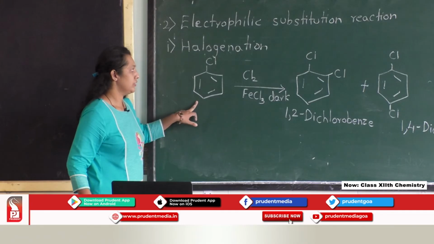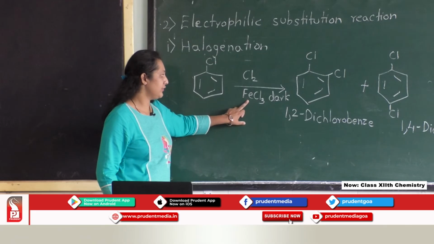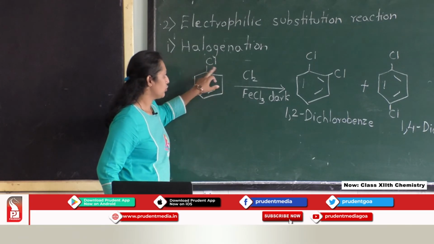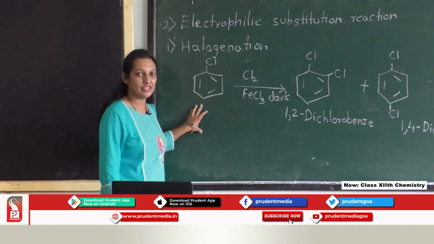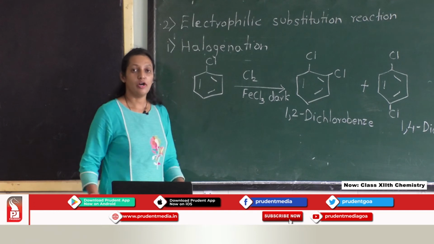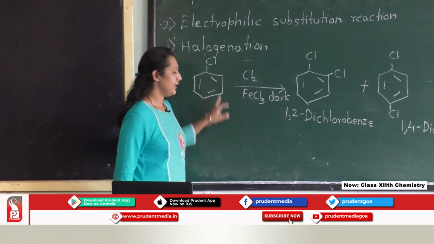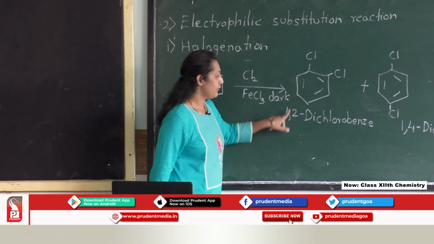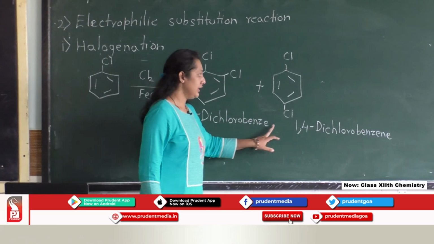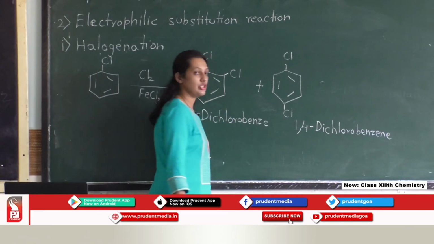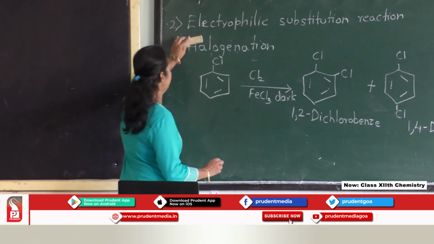In halogenation, we use FeCl3 as a Lewis acid and that will act as a catalyst. So, the chloronium ion attacks the ortho position and the para position, as we have seen in the resonance structures, because ortho and para positions are the electron rich centers. So, the electrophile attacks on those centers. So, we will get 1,2-dichlorobenzene and 1,4-dichlorobenzene. In this, the para product is the major product. Second reaction is nitration.